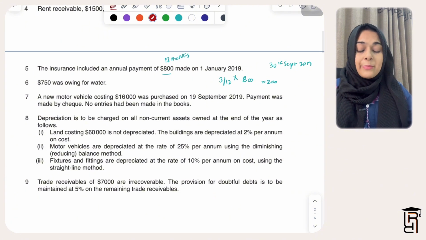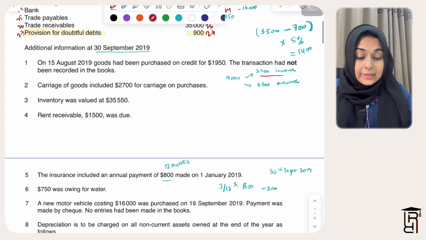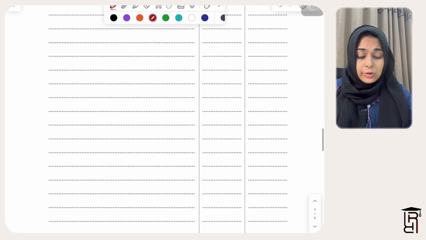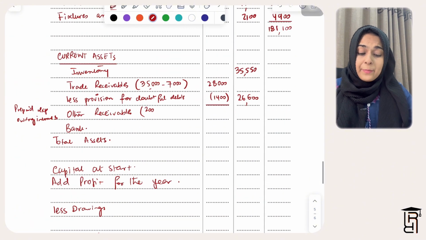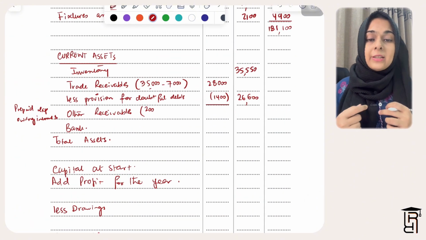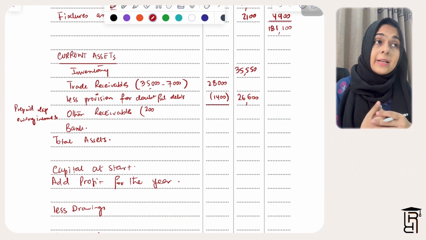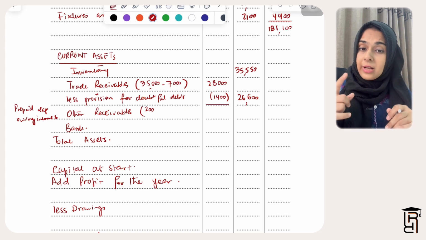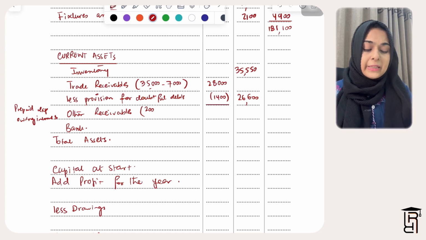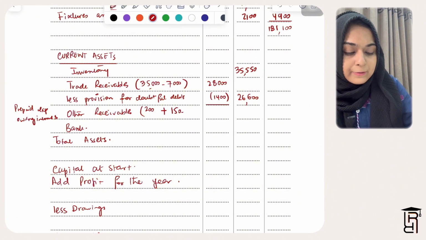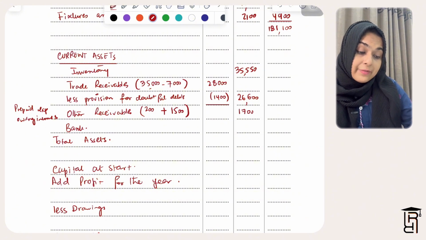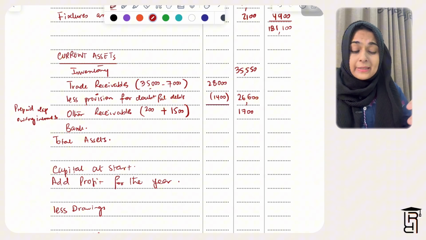So 200 is my prepaid expense in this case. And rent receivable 1,500 was due. Owing income means it's going to be your current asset. Why? Because you guys need to know the why of it, that owing income is my current asset because I have given the service and I haven't received the money. So I'm going to receive the money now. So this is going to be 1,500. So 200 plus 1,500 gives me 1,700, which is my other receivable in this case.